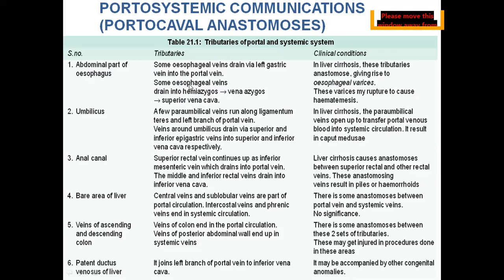Suppose there is portal hypertension. What is portal hypertension? In case of liver failure, there may be increased blood pressure and the blood vessels may rupture. In such a condition, in case of liver cirrhosis, these tributaries generally rupture and it leads to blood vomiting. This condition is called esophageal varices. These varices may rupture and cause hematemesis.